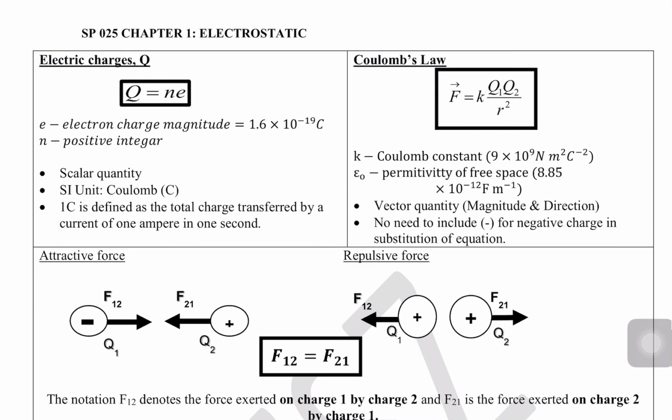So 1 coulomb is defined as the total charge transferred by a current of 1 ampere in 1 second. 1 ampere, 1 second. Or Q equal to IT, I equal to Q over T. So chapter 3, first of all we have Coulomb's law. Coulomb's law, F equal to K Q1 Q2 over R square.